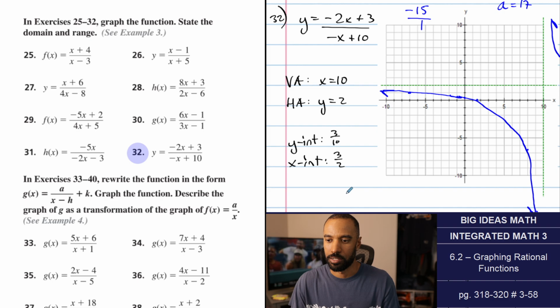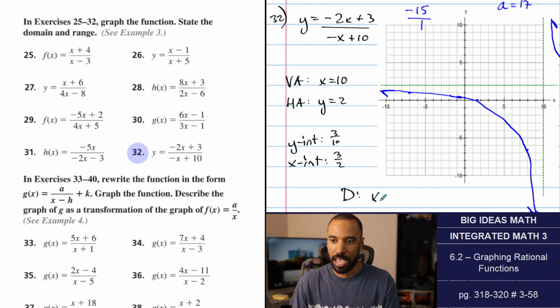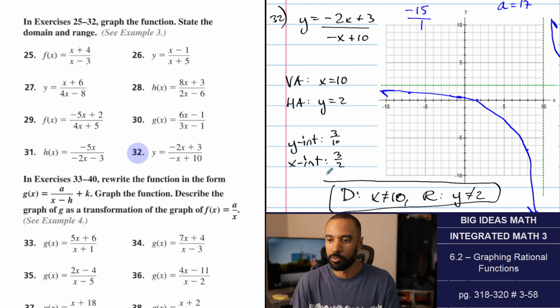All right, your domain. Domain, x can't equal 10. Range, y can't equal 2. Things were looking good before a became 17. Okay. All right, let's move forward.